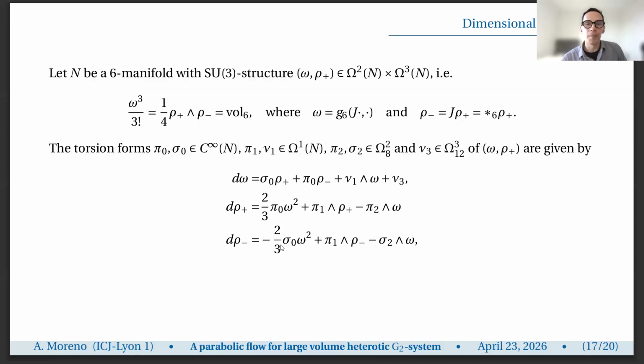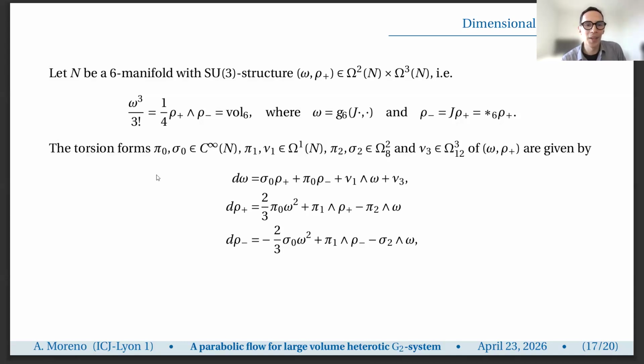Just to finish, some applications to the dimensional reduction of our heterotic G2 flow. If you have an SU3 structure, you can do the same thing as in the G2 case. You can describe your structure in terms of the torsion forms. These torsion forms are more now than in the G2 case.